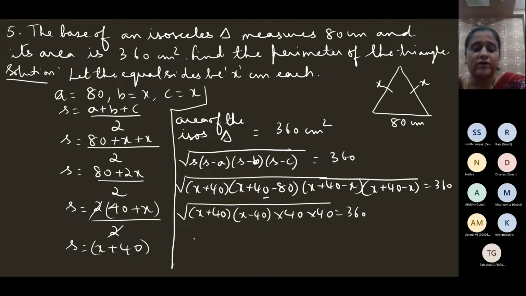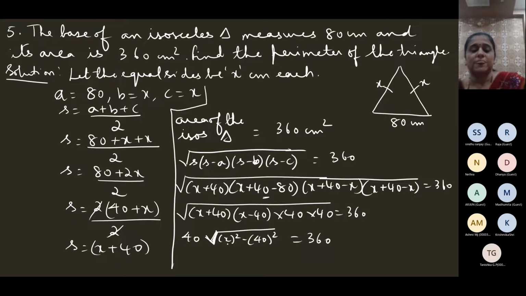So from the two 40s, 40 comes out of the square root. Square root of x plus 40 into x minus 40. Under the square root, we have x plus 40 and x minus 40. A plus b into a minus b is a square minus b square. So x square minus 40 square under the square root is equal to 360.